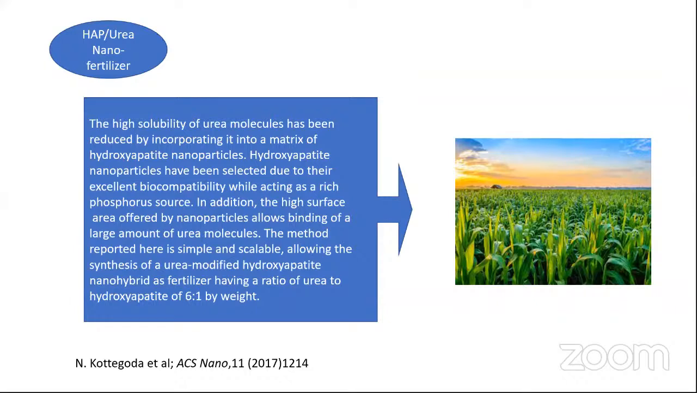It's a very simple and scalable method, allowing the synthesis of urea-modified hydroxyapatite nanohybrid as a fertilizer, having a ratio of urea to hydroxyapatite of 6:1 by weight percent. So this is a novel method where urea and hydroxyapatite nanocomposite is used as a fertilizer, because all countries require a very good yield of crop using a good fertilizer.